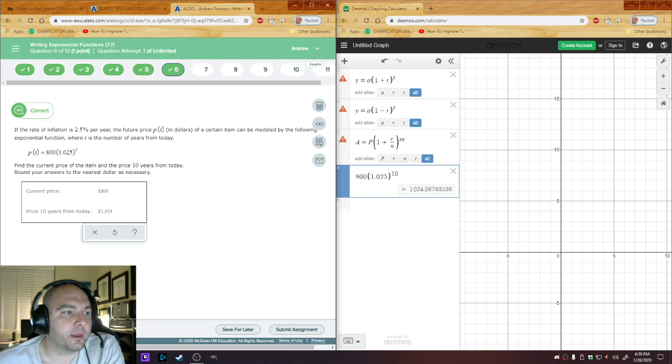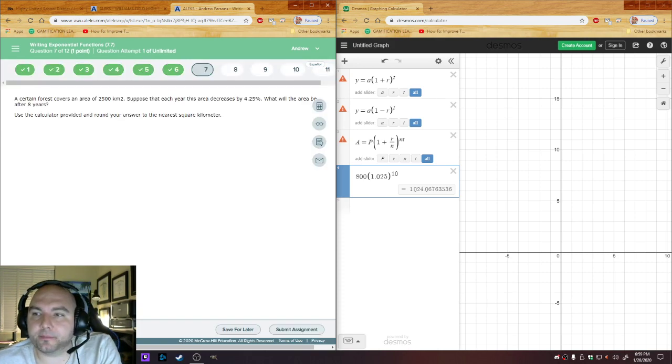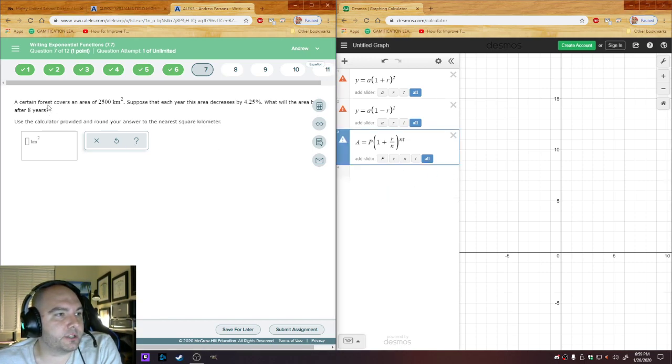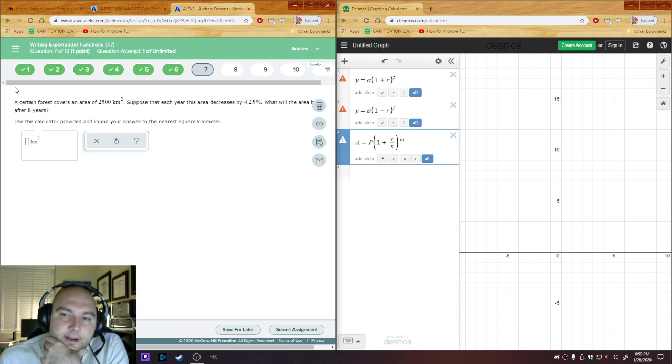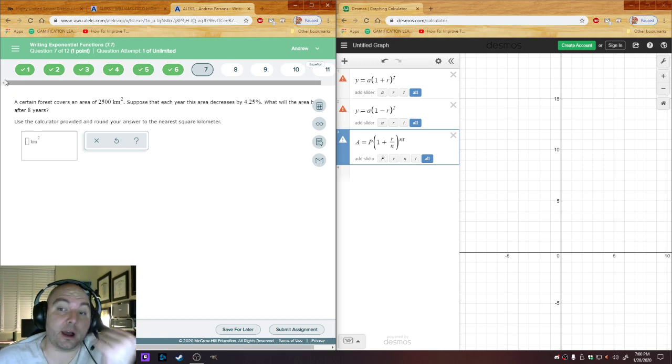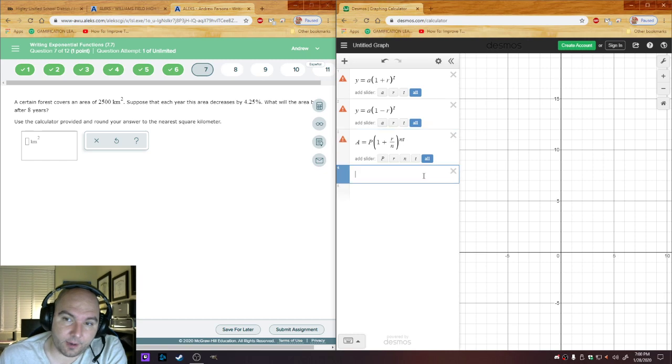Okay, another problem. Keep it going. All right, a certain forest covers an area of 2,500. Suppose each year decreases by 4.5%. What will the area be after 8 years? Now, we've had problems like this already. On the previous problem, it said write the equation. Yeah, it said write the equation. We didn't have to use the equation to evaluate, but now we need to evaluate, but we can't evaluate till we know what the equation is, so I've got to make the equation.